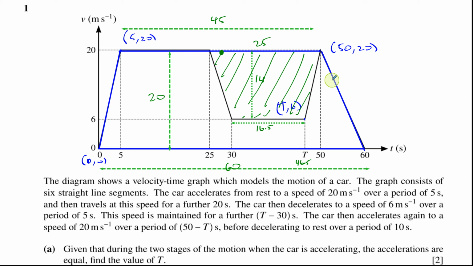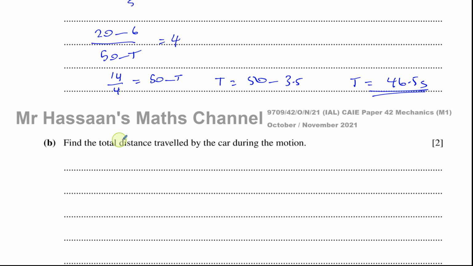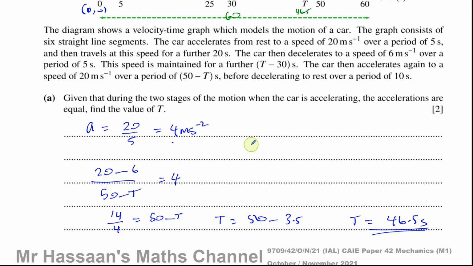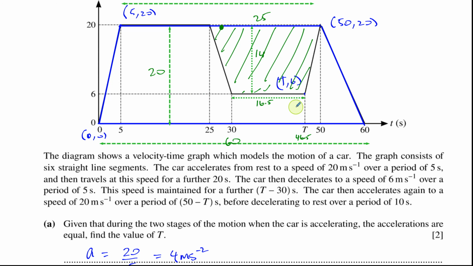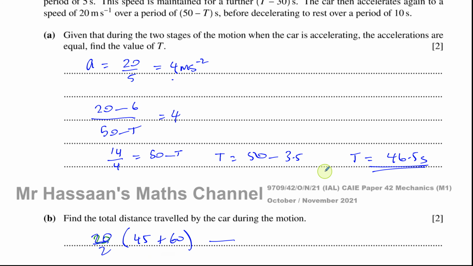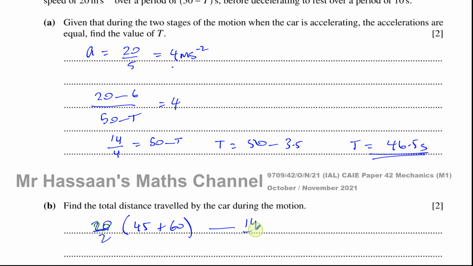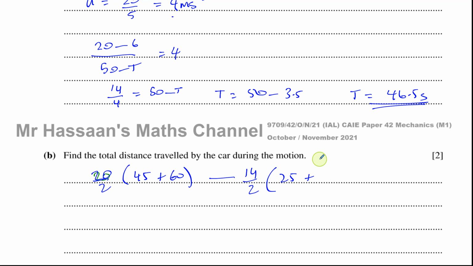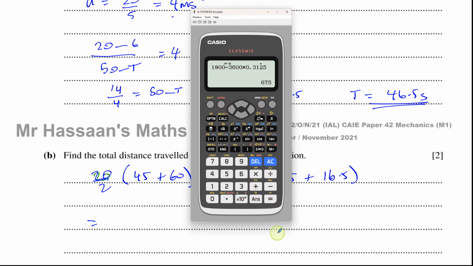For the big trapezium, we have 20 over 2 times 45 plus 60. That's the whole area, minus the area of the small trapezium, which is 14 over 2 times 25 plus 16.5. And that will give you the area in a very quick, simple way. So we can just calculate that.